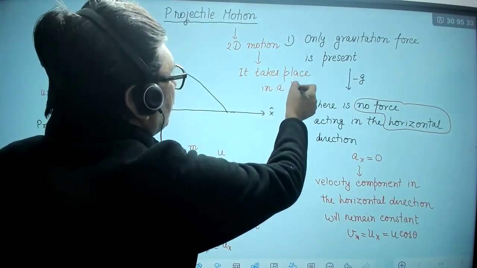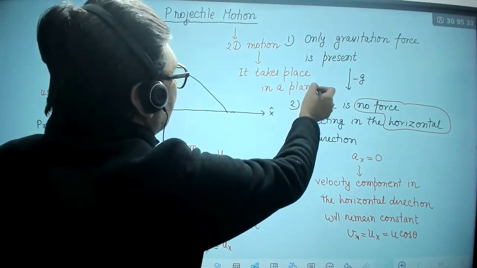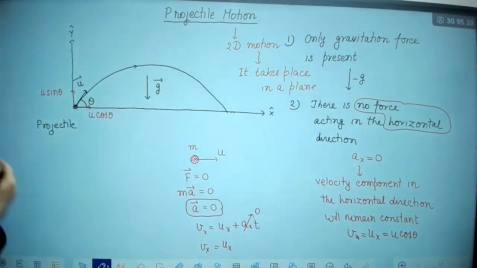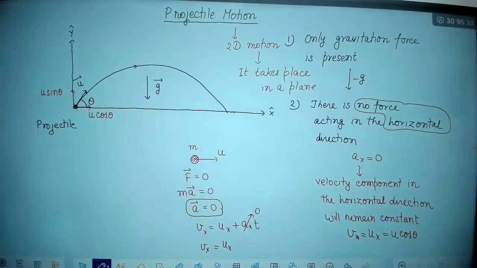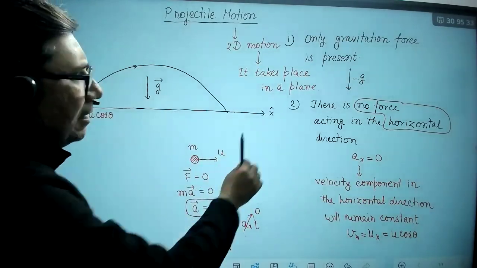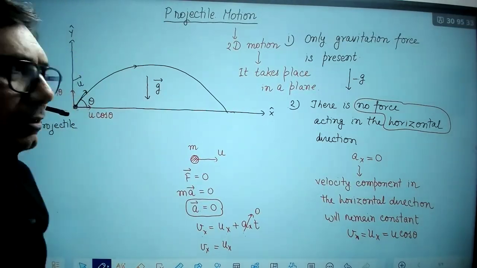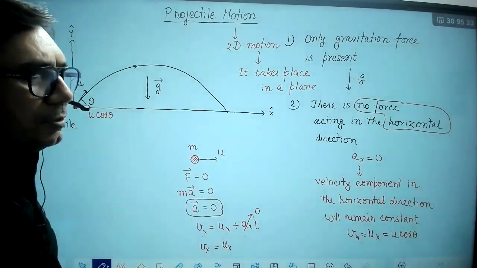So that's why I have chosen the XY plane. I'm saying this projectile motion is taking place in the XY plane. Horizontal distances are represented by x, and vertical distances are represented by the y cap. Y cap direction is the vertical direction. So this is a two-dimensional motion.